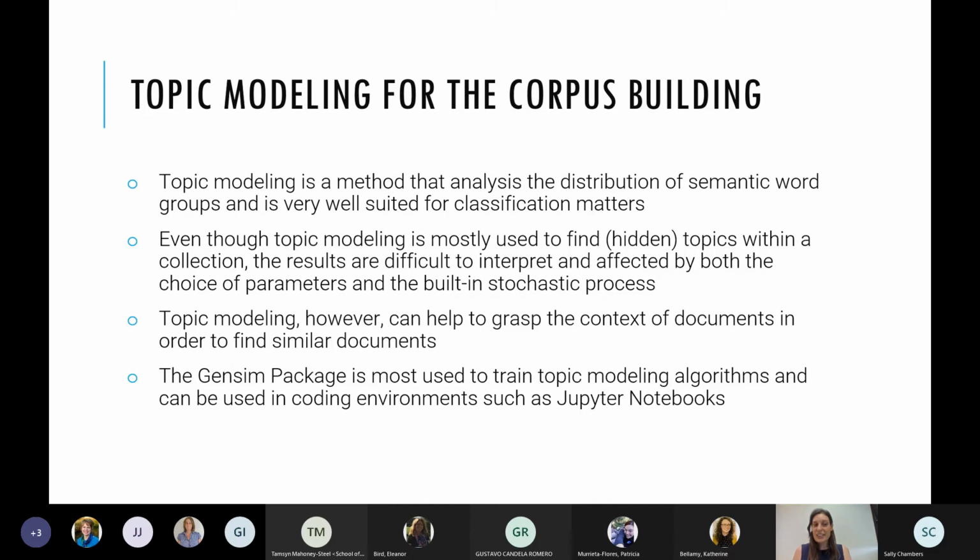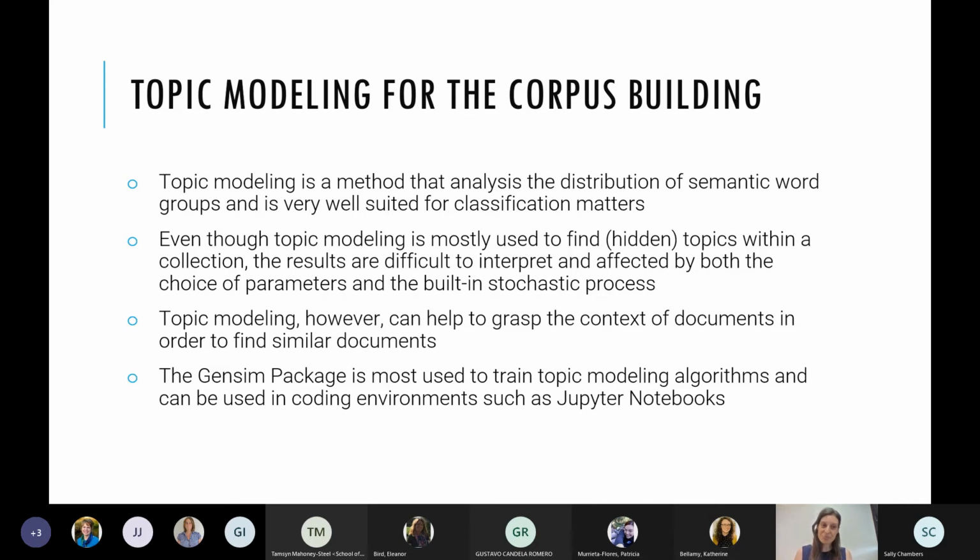And even though topic modeling is mostly used to find more obvious but also hidden topics within a collection, the results are sometimes quite difficult to interpret. And they're very much affected by both the choice of the parameters and the built-in stochastic process. So using topic modeling to find topics can sometimes be really difficult, because it depends on the parameters. You can get very different topics. And I did quite a lot of close reading of topics that I found, and I often learned that my first impression or interpretation of a topic from just seeing the words was totally wrong.